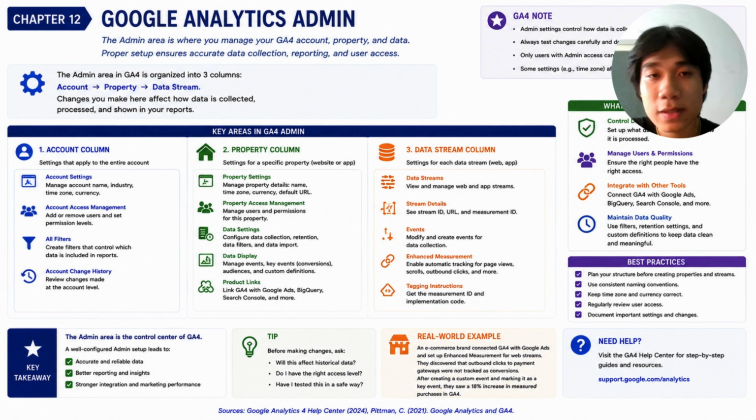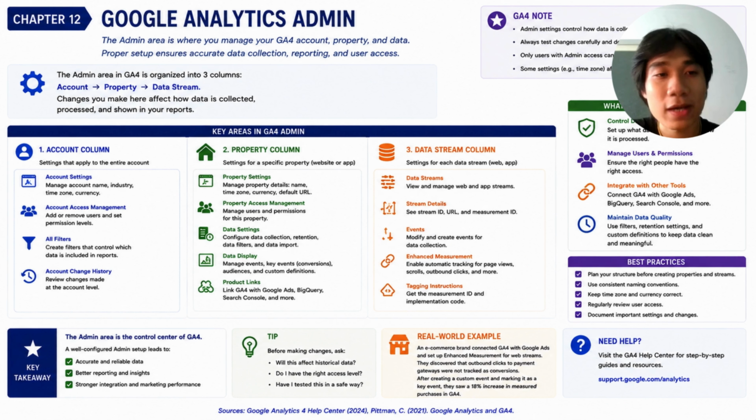So next up is chapter 12, which introduces the Google Analytics admin panel. This is where we manage the settings and configuration of the GA4 account. Unlike the report section, the admin panel is used to control how data is collected, managed, and shared. The admin panel is organized into three main levels: account, property, and data stream.